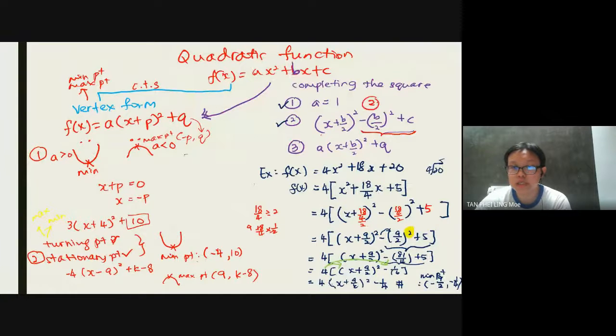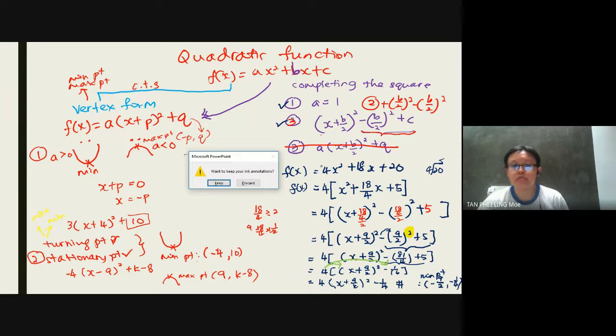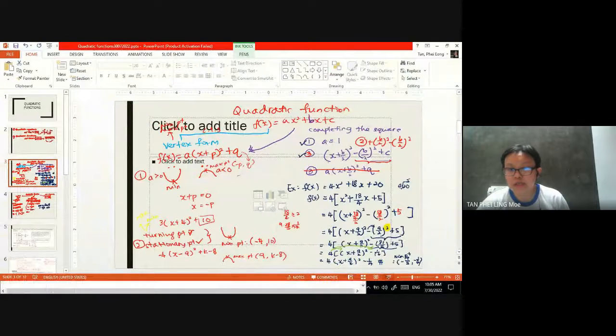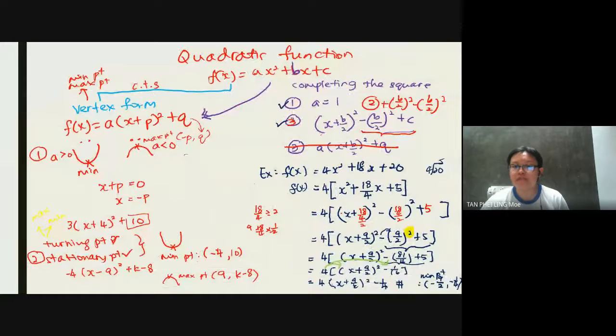Step 2, it should be adding in plus (b/2)² minus (b/2)². Then this is number 3 and this is not needed. Okay, so here you will have your example where I told you that we factorize out the 4 instead of dividing it.